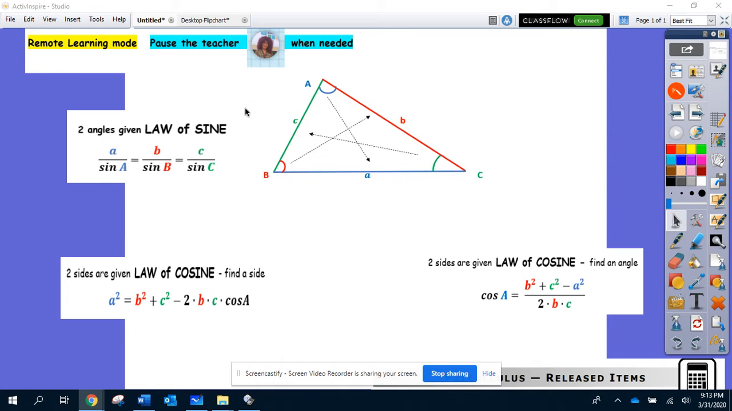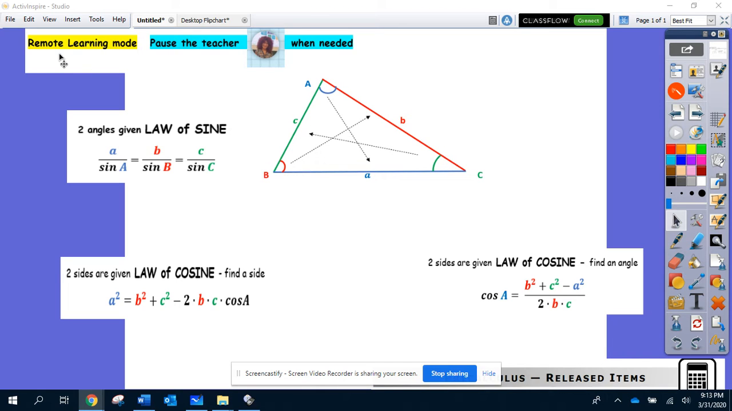Hi guys, this is Dr. P, and today I want to introduce to you two important laws, the law of sine and the law of cosine, that are very helpful when we want to find sides and angles of a non-right triangle.